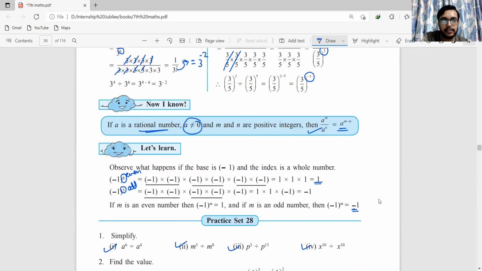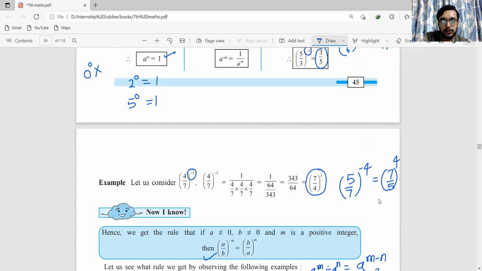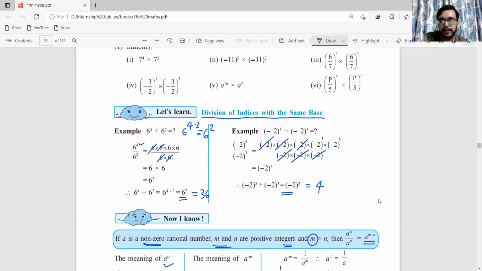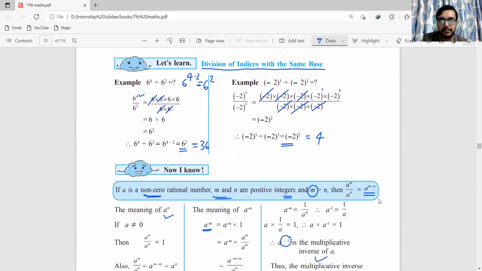Okay, students, do the revision of this topic. If you have any difficulty you can ask me. Division of indices with the same base. Okay, have you any difficulty? No. Okay, thank you, students.